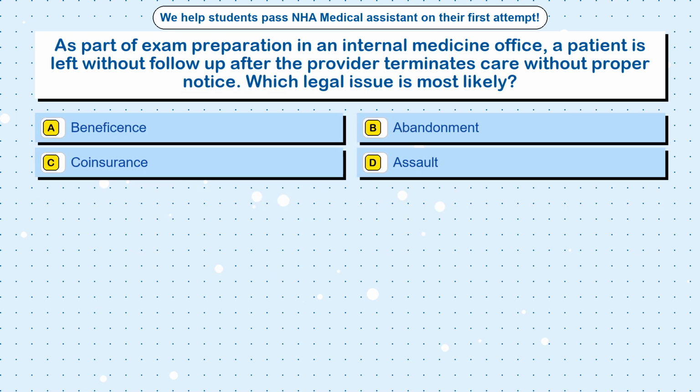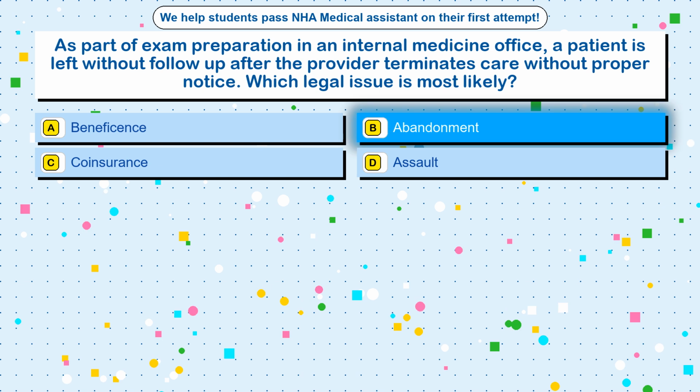Question 98. As part of exam preparation in an internal medicine office, a patient is left without follow-up after the provider terminates care without proper notice. Which legal issue is most likely? Option A. Beneficence. Option B. Abandonment. Option C. Coinsurance. Option D. Assault. The correct answer is option B.